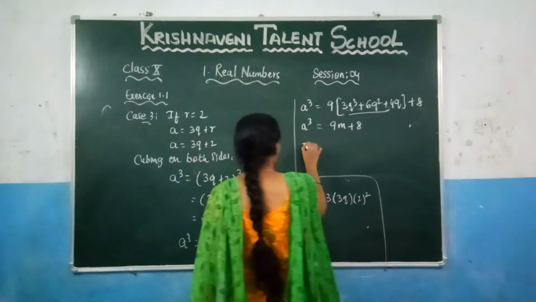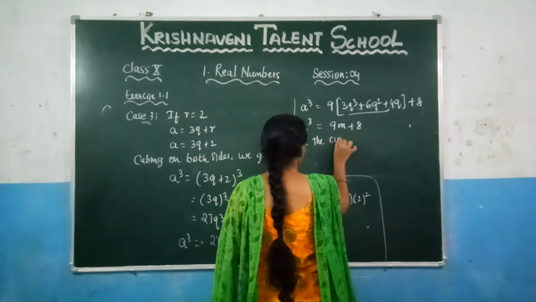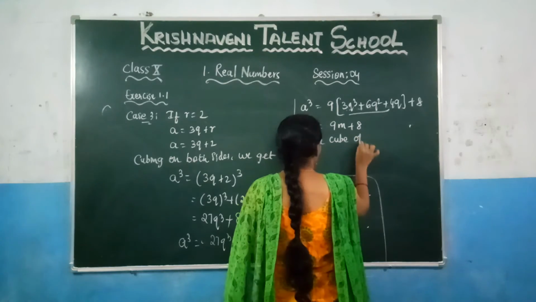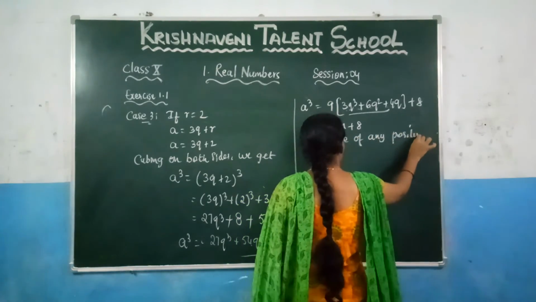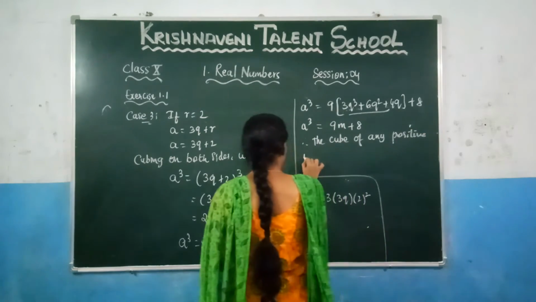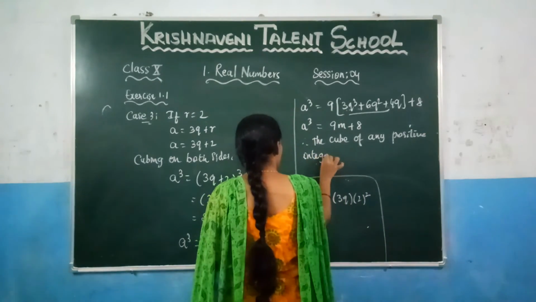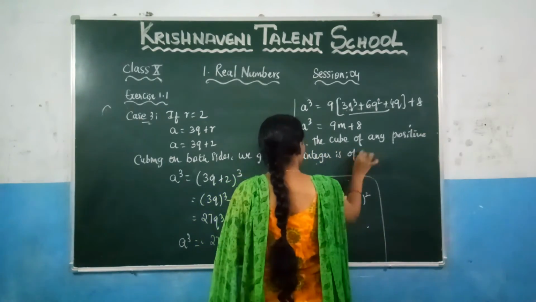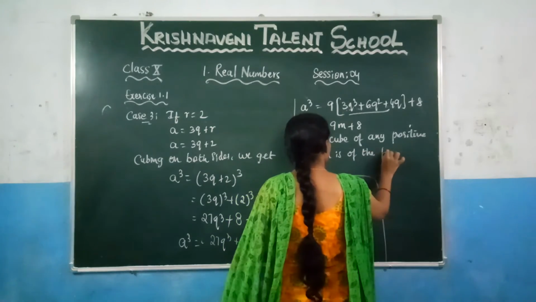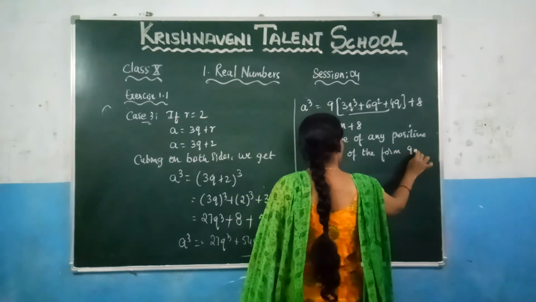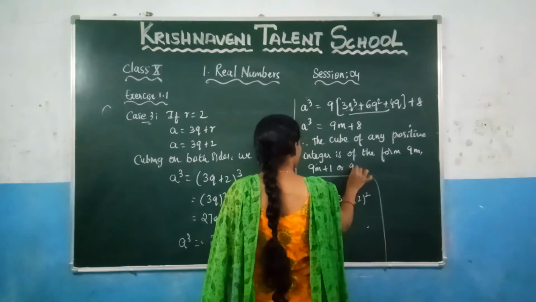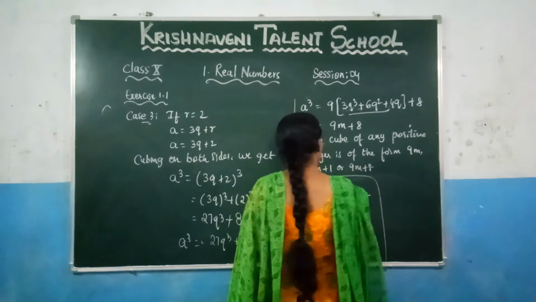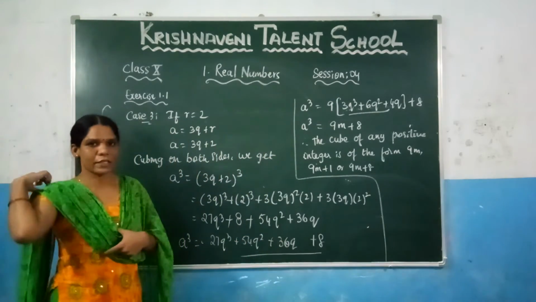So write it here, therefore the cube of any positive integer is of the form 9n plus 1 or 9n plus 8. Okay, this is the problem. Let us see the next question.